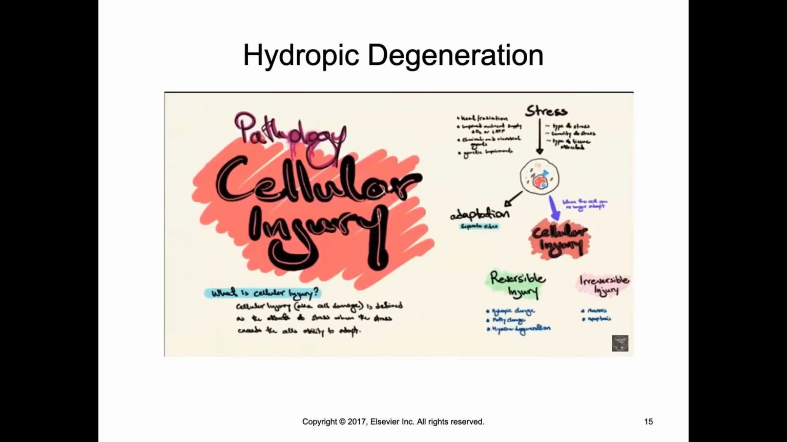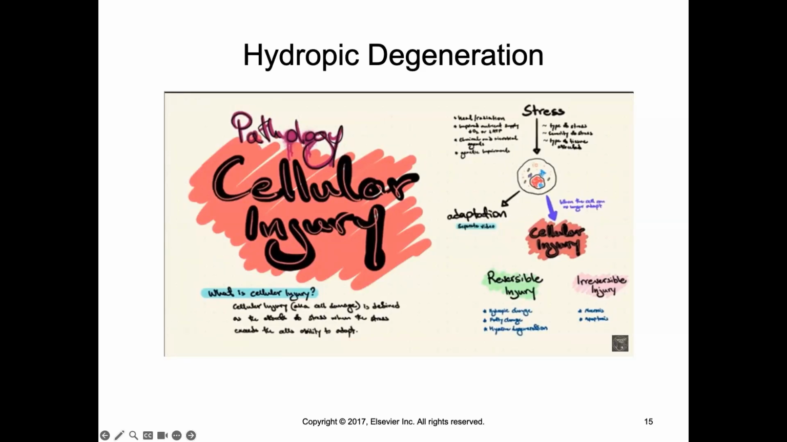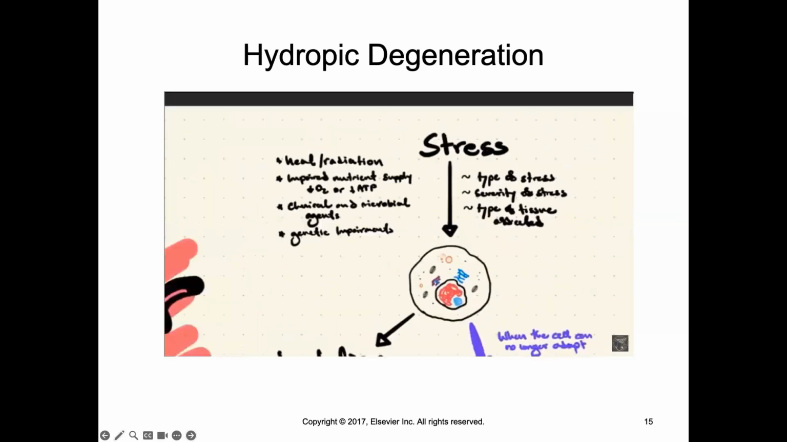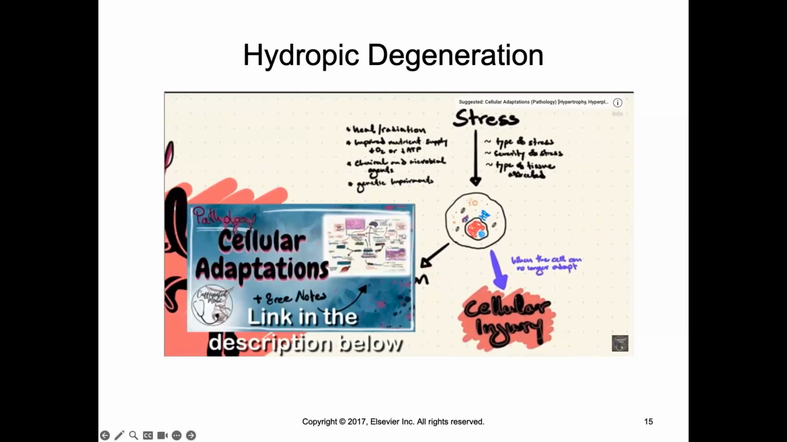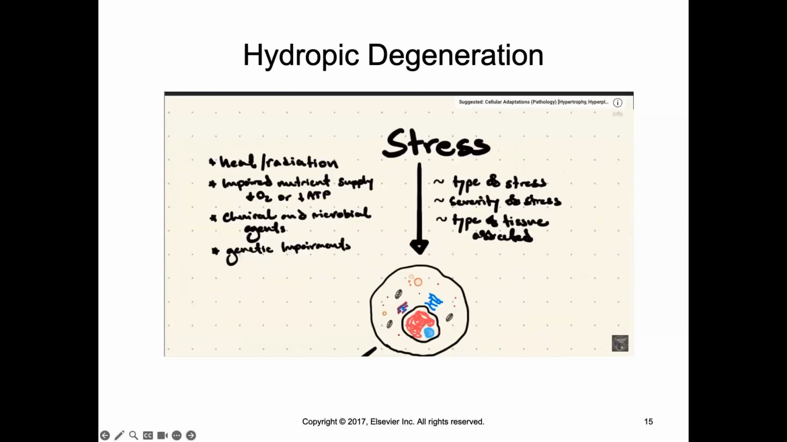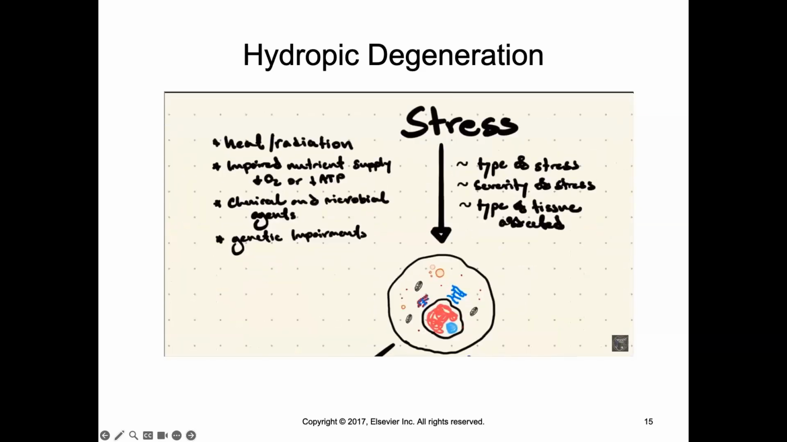So what exactly is cellular injury? Cellular injury, also known as cell damage, is defined as the effects of stress when the cell can't adapt to that specific stress. So what exactly do we mean by stress? Now, we already spoke quite a bit about stress in our previous video about cellular adaptation. If you haven't already watched that video, make sure you go and check it out. But basically, stress is anything that affects the functioning capacity of cells.